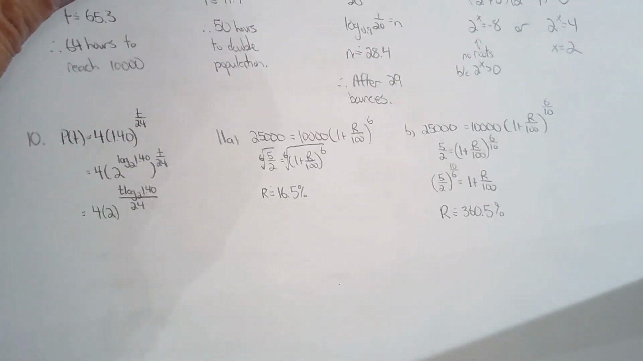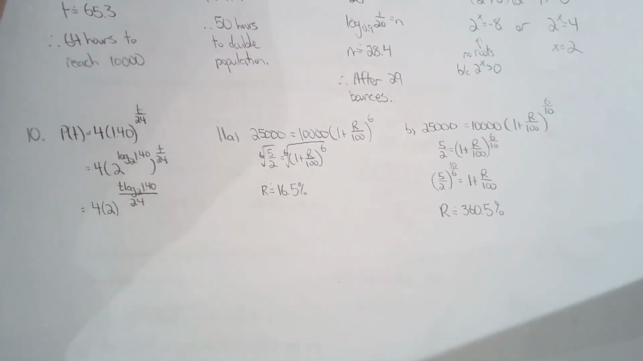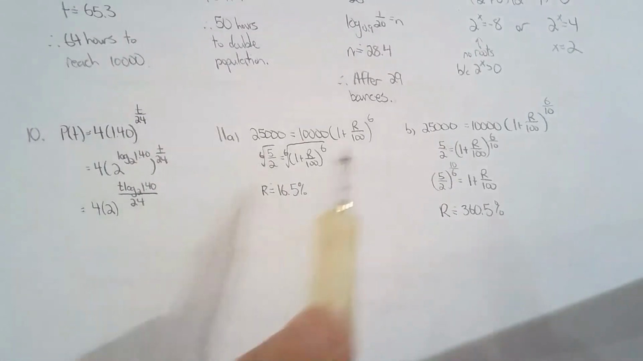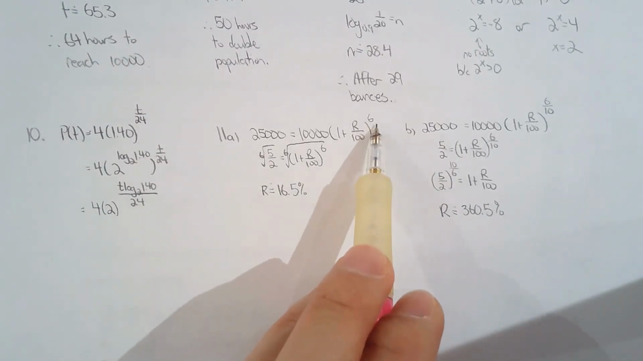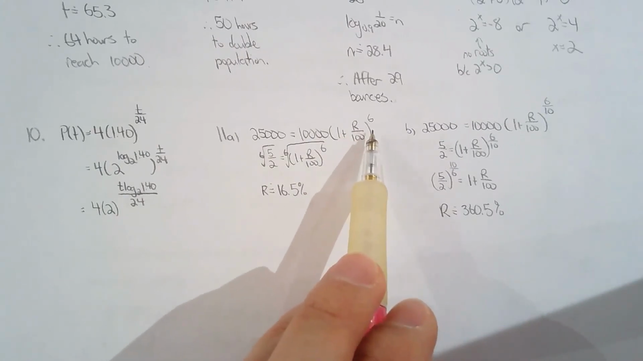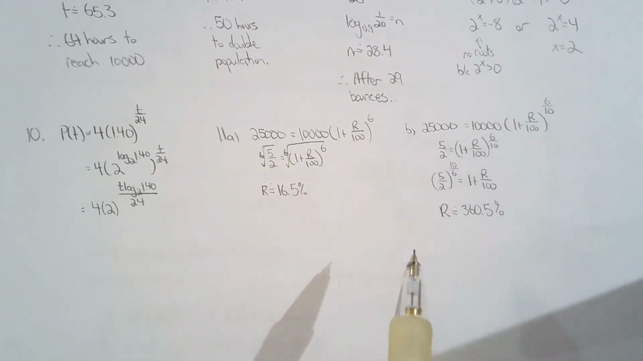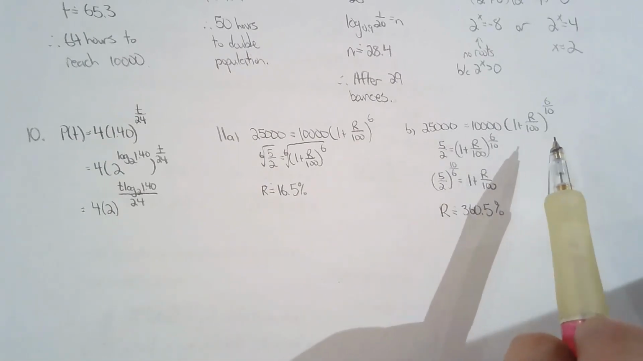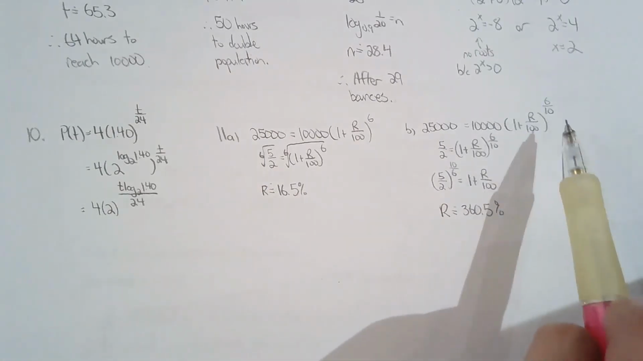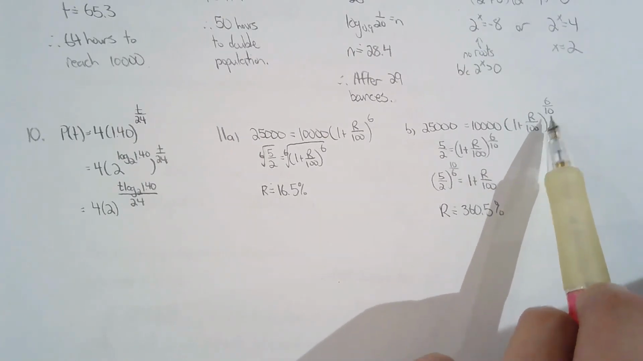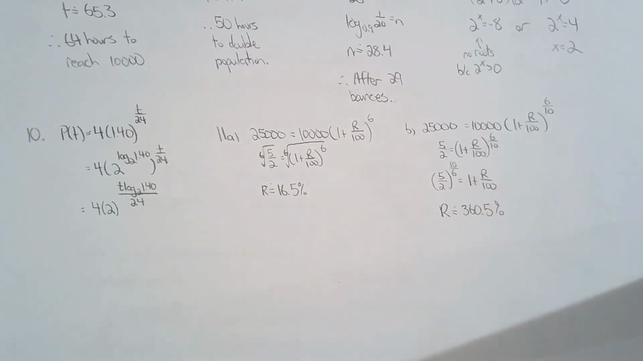Okay, so for 11a, they want us to solve for the yearly growth rate. So that's why it's just 6 here. You can think of it as 6 over 1 for the yearly growth rate. But for 11b, they want us growth rate per decade. That's why it's 6 over 10. And that makes sense because 6 years is 60% of a decade. So it makes perfect sense for the exponent to be 6 over 10 or 0.6.